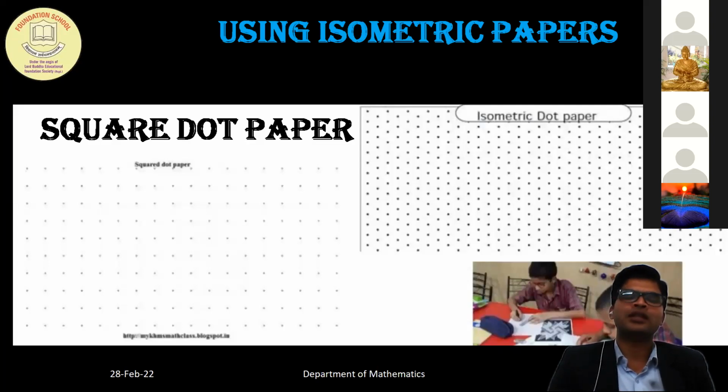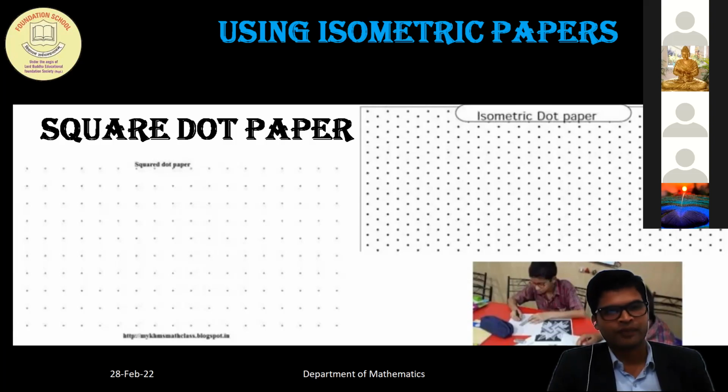And when we make a figure in the notebook, someone has great difficulty making a rectangle. Even if he tries to make a rectangle, it becomes a triangle. Someone makes a circle, but it doesn't look like a circle from any angle. So there is a square dot paper. When we draw triangles, quadrilaterals, parallelograms, rectangles, we can use square dot paper.